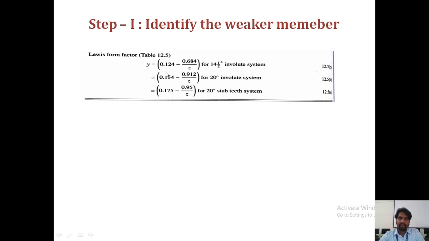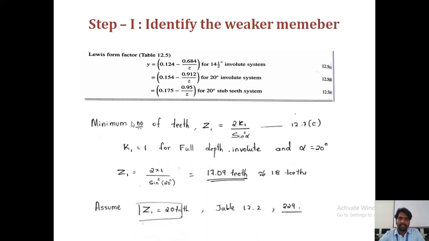This Lewis form factor depends upon Z, but in this problem the Z is not given. So we need to calculate the minimum number of teeth on the pinion. That is Z1 is given by 2k1 by sin square alpha. Take k1 as 1 for full depth, which is available in the data handbook, equation number 12.3c, and we have assumed alpha is equal to 20 degree.